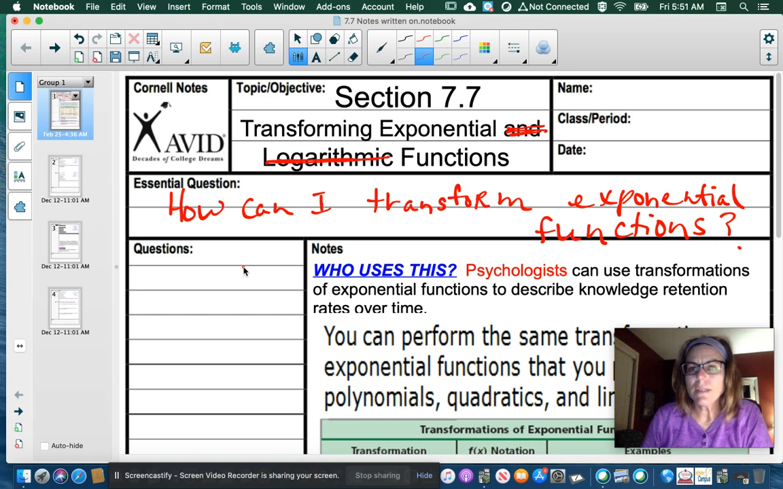Section 7.7, Transforming Exponential Functions. The essential question: how can I transform exponential functions? So please write that down. As you notice, I crossed off logarithmic. This year, we are not going to be teaching that. It is truly not in the standards. And so due to time, we're going to just teach you how to transform exponential functions.